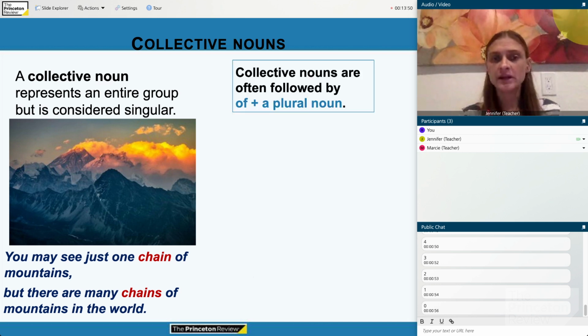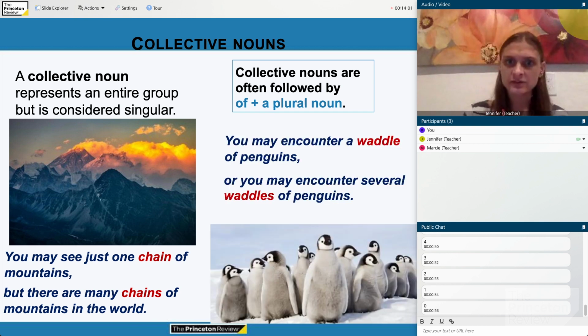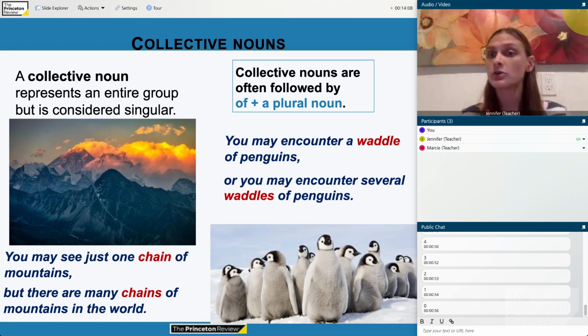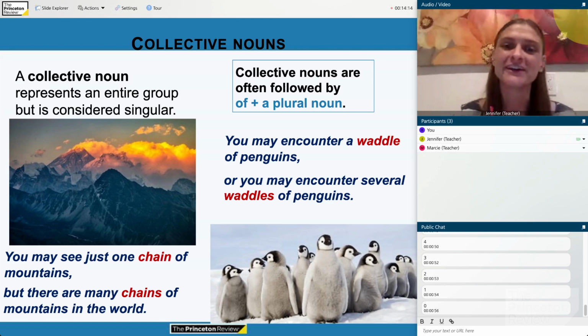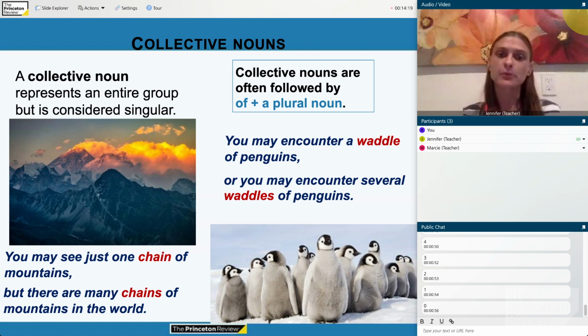Also, a lot of times collective nouns are followed by the word of and some plural nouns. So you see chain of mountains. You could also see a waddle of penguins, or you could pluralize it and have waddles of penguins. There are lots of other collective nouns out there, a group of people or groups of people. You could have, trying not to give away any of my answers here, a gaggle of geese, for example, would be another example of a collective noun.